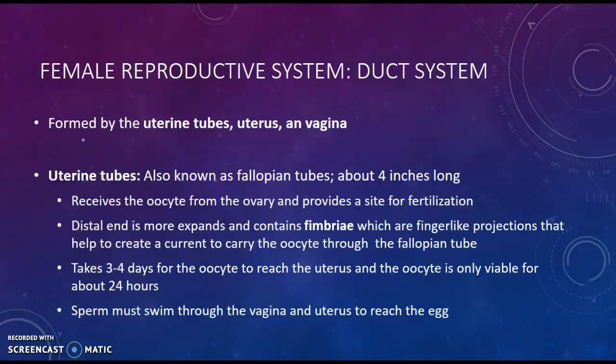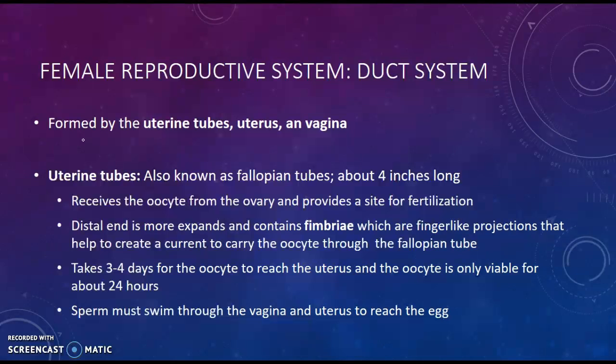The distal ends, the ones that are closer to the ovary, contain what we call fimbriae, which are little projections that help create a current that can carry the oocyte through the fallopian tube. It's going to take approximately 3 to 4 days for the oocyte to reach the uterus, and the oocyte is only viable for about 24 hours.